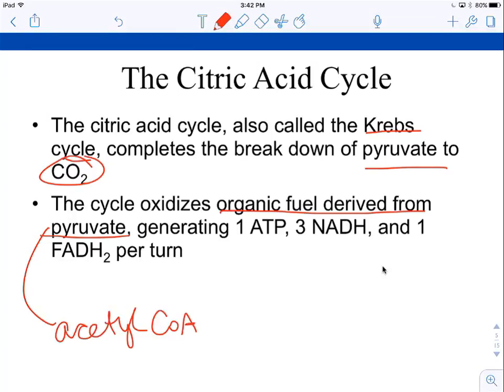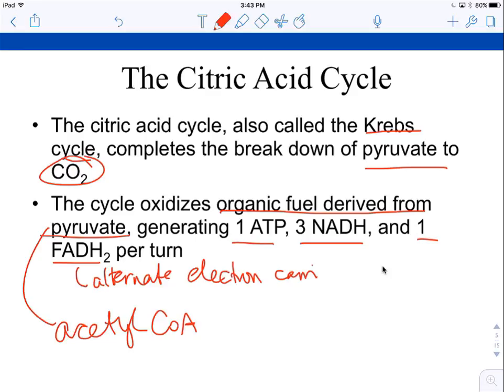And as it goes through the cycle, it generates 1 ATP, 3 NADH, and 1 FADH2, which is another electron carrier, an alternate to NAD+, per turn. So it generates all those per turn. So remember, we have 2 molecules of pyruvate, so all that will be multiplied by 2.